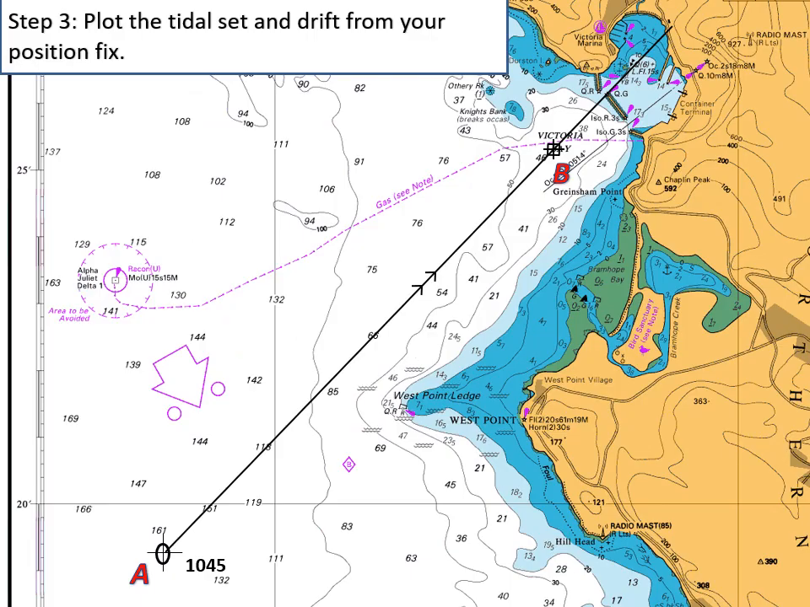Step 3 is to plot the tidal set and drift onto the chart, and we do this from position A. So the tide goes straight on there, and we mark this with 3 arrows. That's our tide vector. 341 degrees and 3 knots in this case.